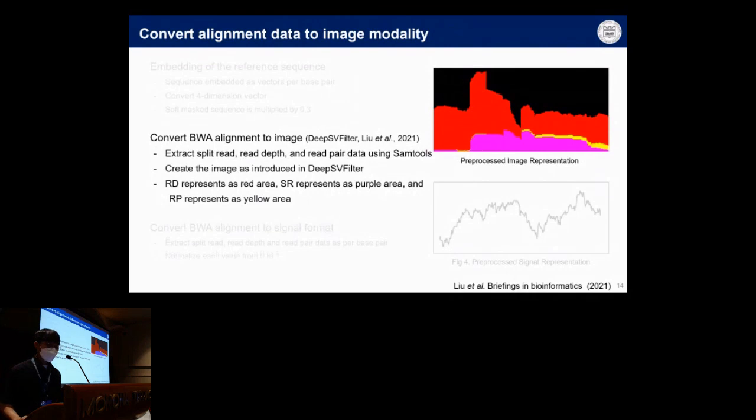And next, we convert alignment data to the image suggested by DeepSVFilter. This method extracts split reads, read depths, and read pairs using the same tools and converts them into an image like the figure on the right. In this figure, read depth is represented as the red area, split read as purple, and read pair as yellow. These data are then used as the image modality.